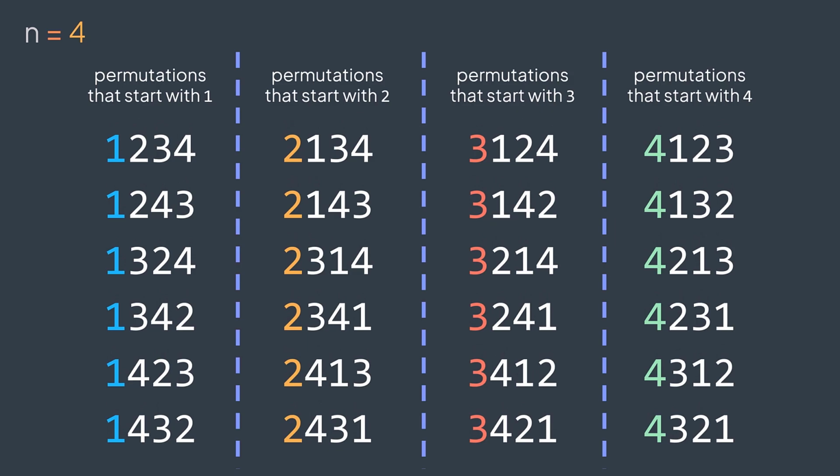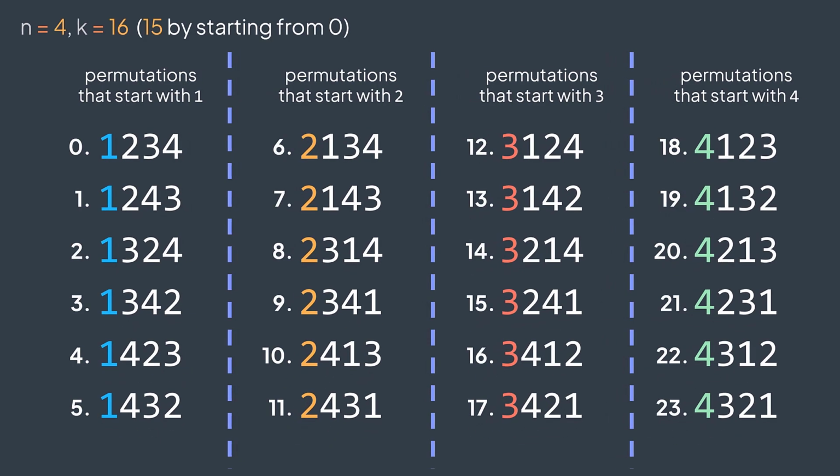Let's suppose that we want to find the 16th permutation, k equal to 16. If we label them starting from 0, it means that we want to find the permutation 15, because 16 is when we label them starting from 1. The question now is, can we find what part among these 4 parts the permutation 15 will be? The answer is yes, by using math.